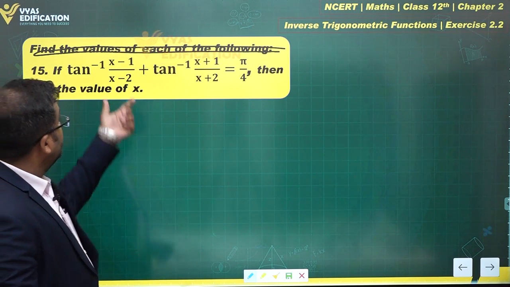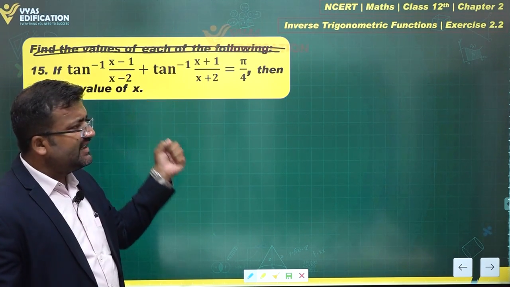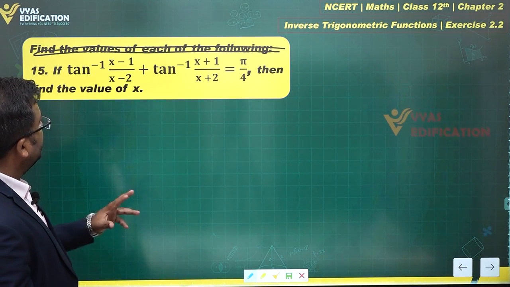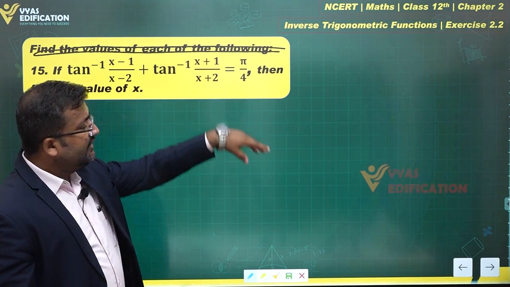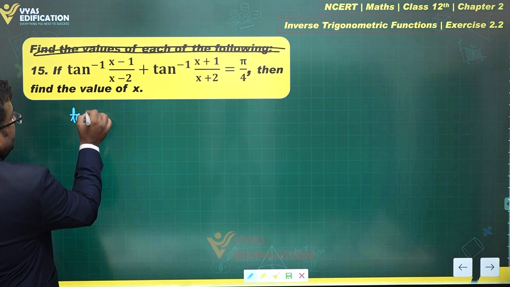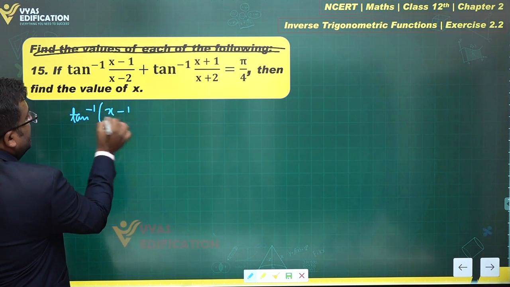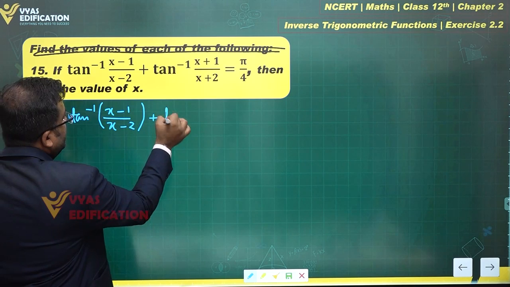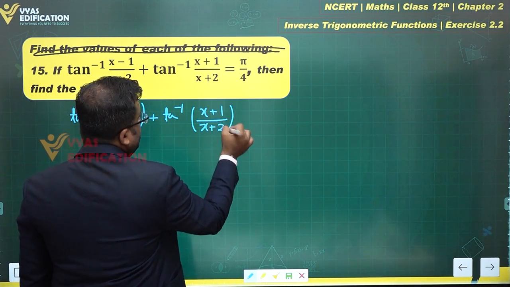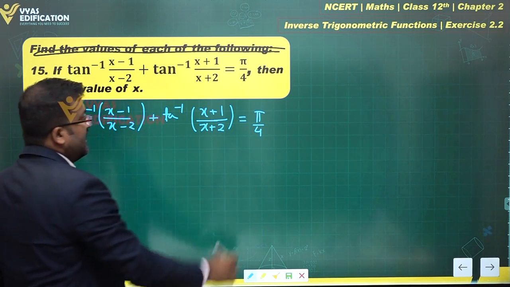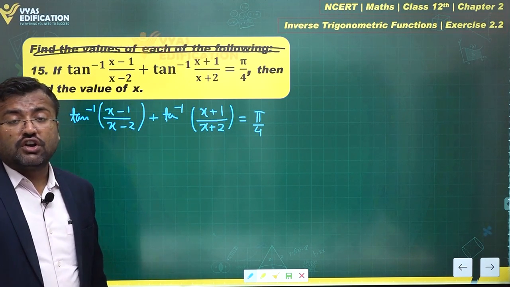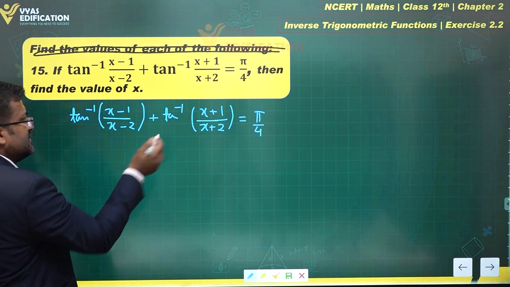But you see, this is a complicated expression, another complicated expression. If you try to add them, you will get another complicated expression. Why not follow a simpler approach and bring one tan inverse on the other side? Tan inverse of x minus 1 over x minus 2 plus tan inverse of x plus 1 over x plus 2 is equal to pi by 4. This is given. And for solving this, instead of applying the formula directly and making the expression more complicated, I'll take one tan inverse on that side.